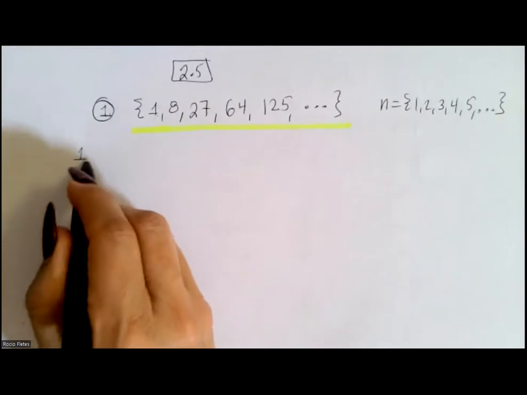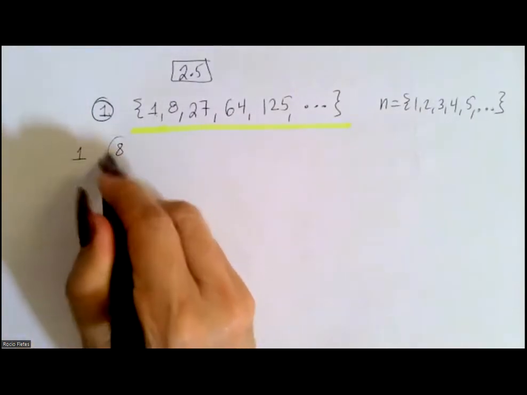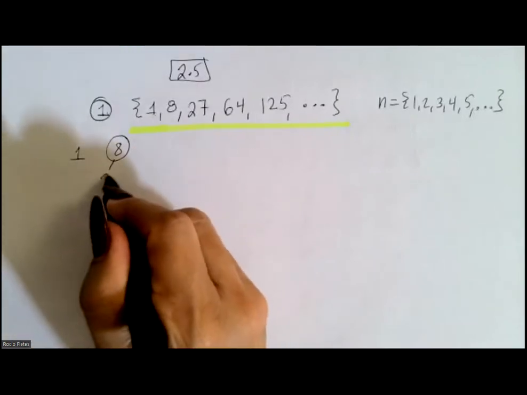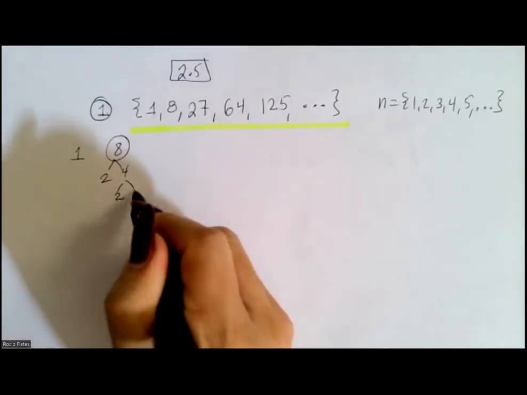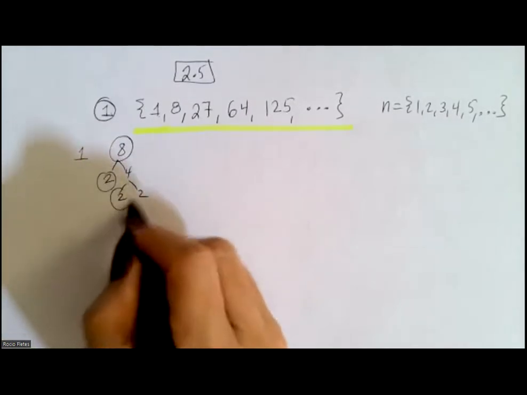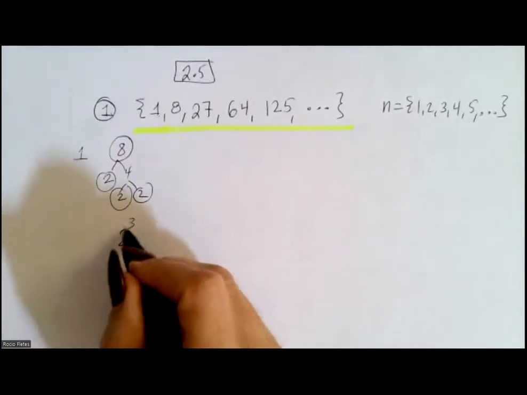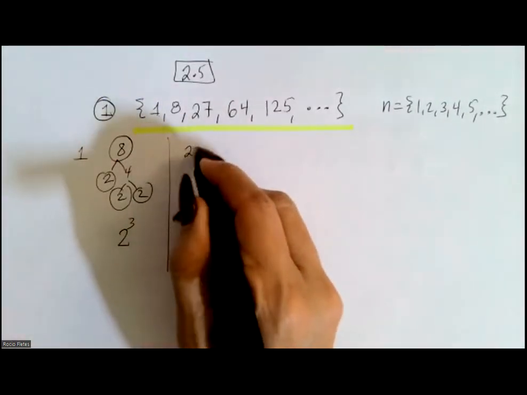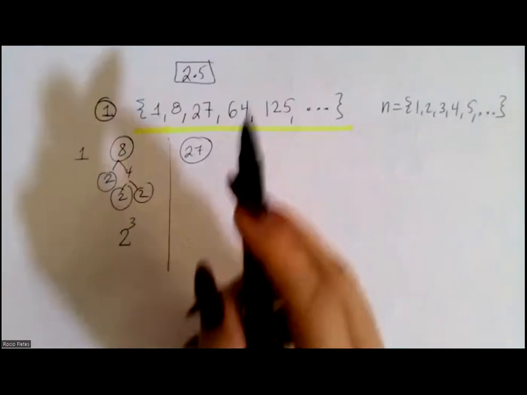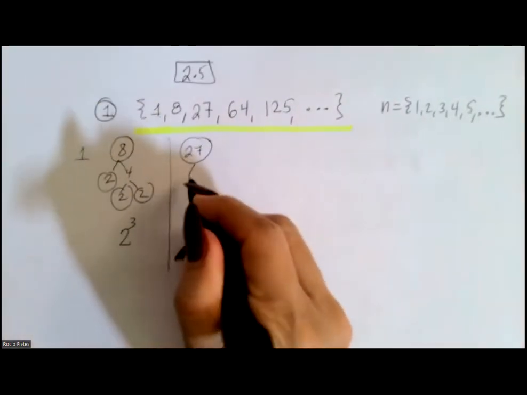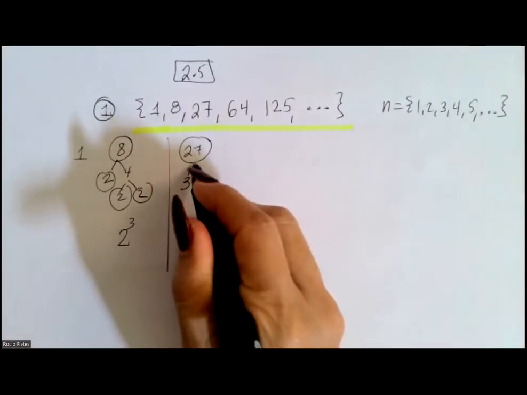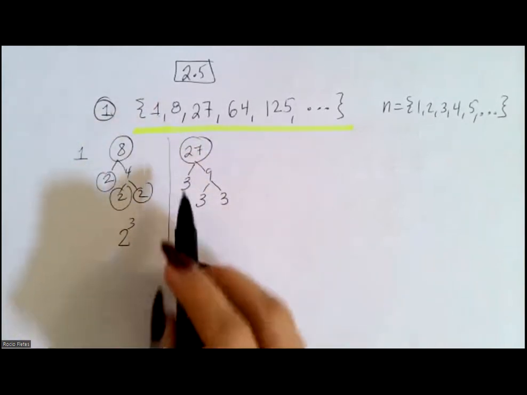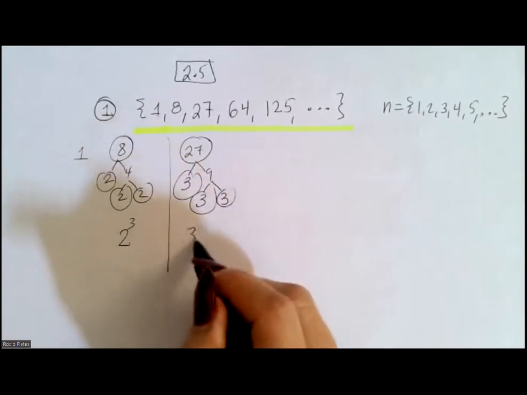Well, think about 1. Well, 1 is 1, right? But notice 8, and find the prime factors of 8, and you have 2 times 4, 2 times 2, right? So you can write this one as 2 cubed, right? And then look at 27. Well, 2 doesn't work, but the next prime number is 3, so you can try 3 times 9, 3 times 3, right? And notice that it gives you also 3 cubed.